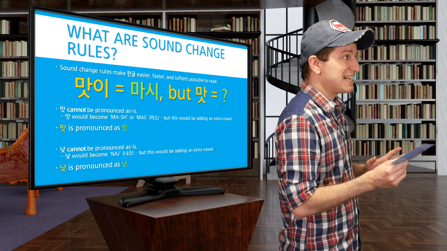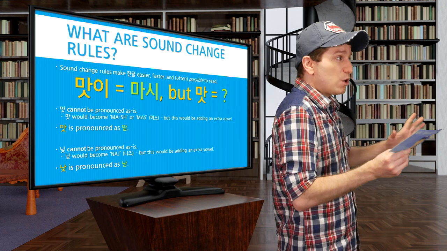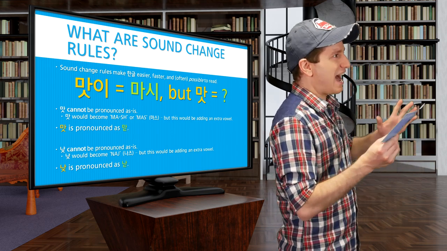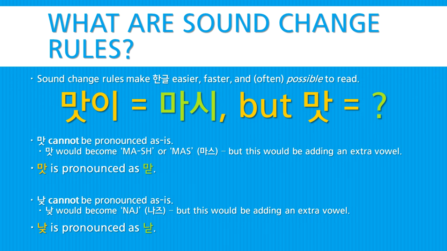Now let's look at the next example here on the slide. This word also cannot be pronounced as is. If we were to say 나즈, 나즈, or something like that, this would also be adding in an extra sound, 즈, that doesn't exist in Korean. So we're going to need to learn sound change rules so that we can pronounce this. This one also would be pronounced as 낫, 낫. Notice that the letter at the bottom changes to become a digud as well.